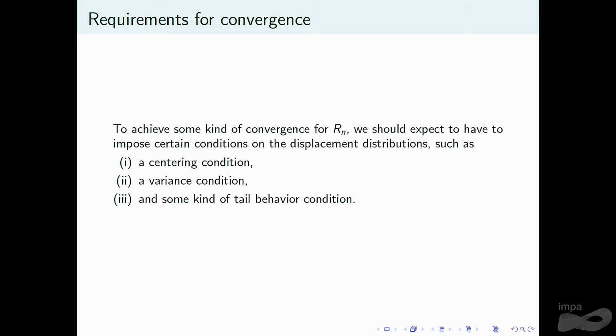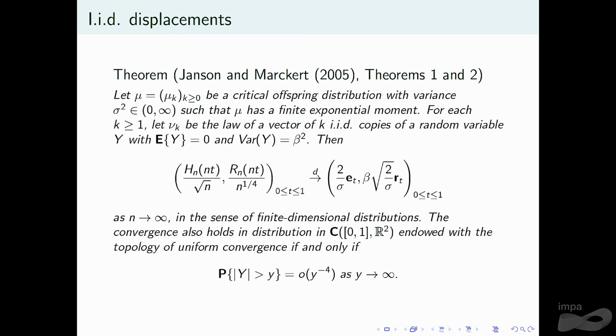Okay, so there's been some work already towards understanding convergence of this function, and they've imposed different kinds of assumptions that are in line with these three criteria. The first and maybe most natural to consider is just IID displacements, right? So in this sense, our displacement distribution, mu k, is just going to be the law of k IID copies of a centered random variable with finite variance.